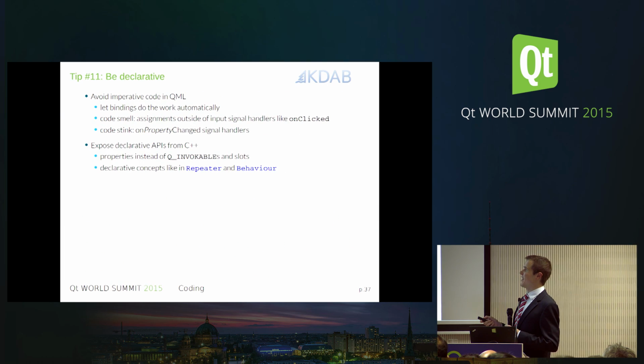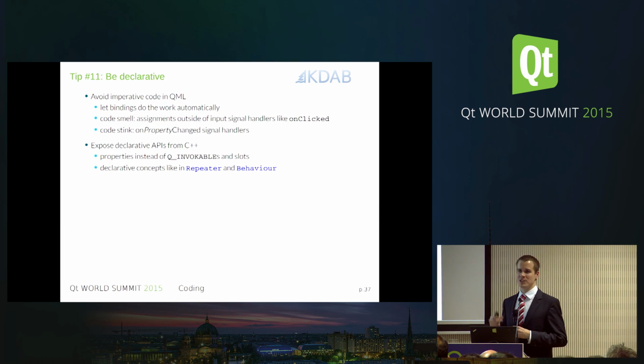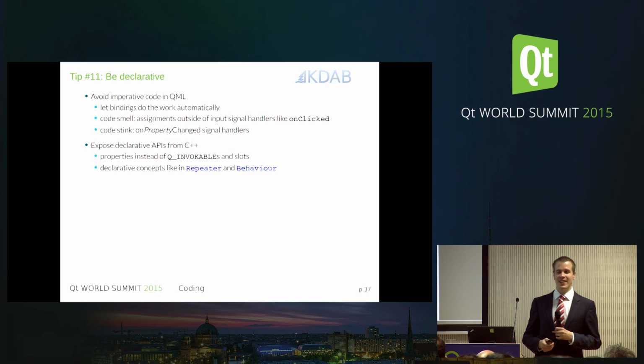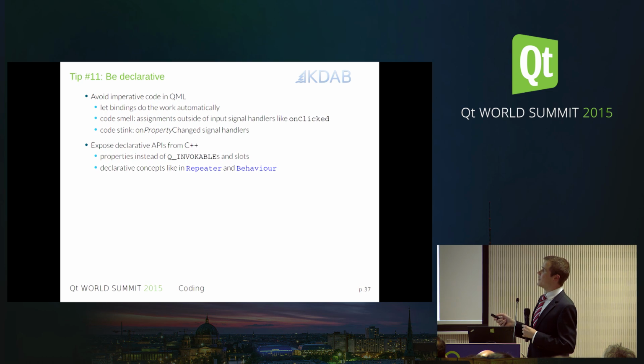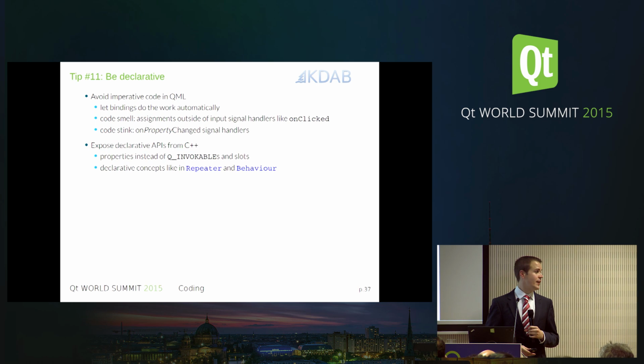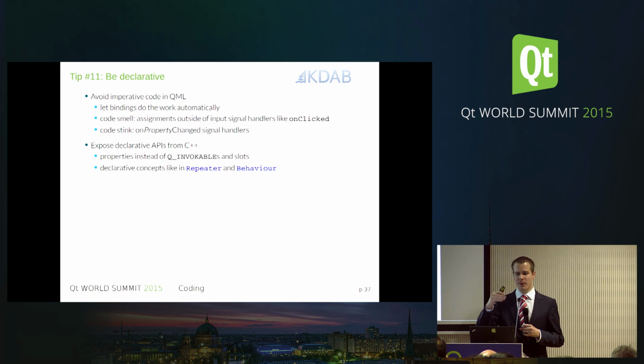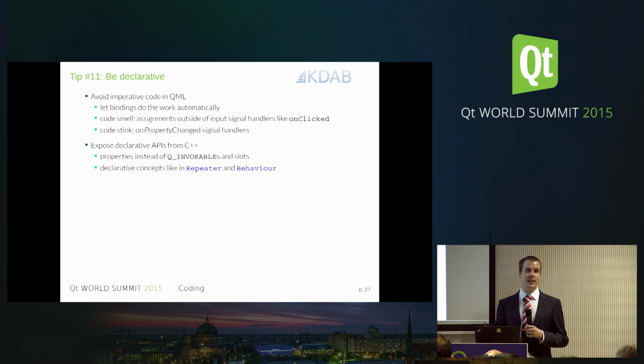And then I think I invented that word: a code stink is a stronger smell. If you have an onPropertyChanged signal handler, so for example an onColorChanged signal handler, that almost always can be refactored into a binding directly. Because you react to a property being changed, you might as well let the QML engine do that automatically.